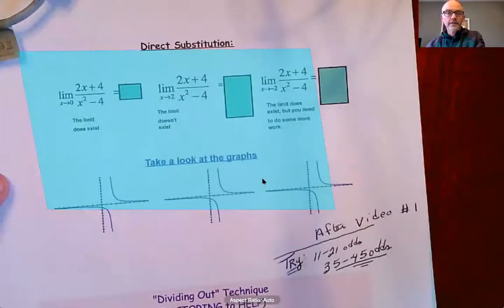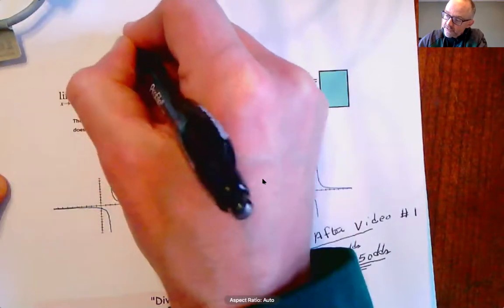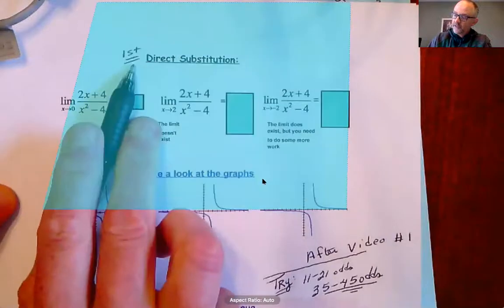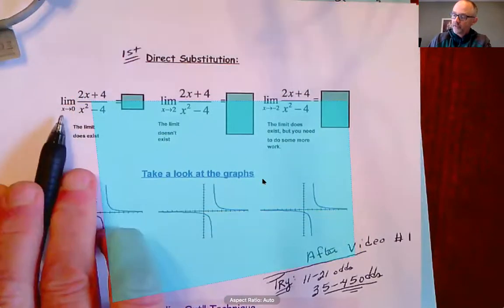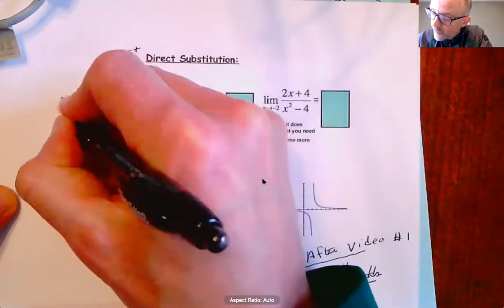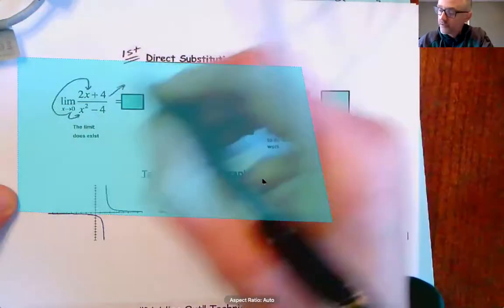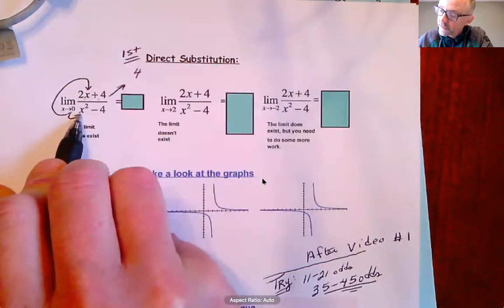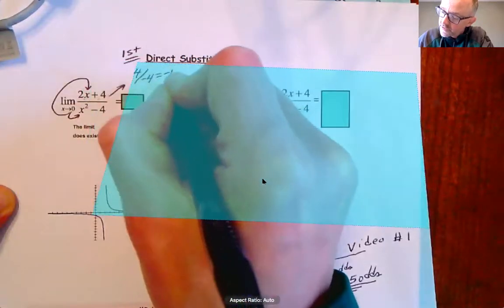All right. Direct substitution. This is, to me, the first thing you do all the time. So if I did this right away, the limit of (2x plus 4) over (x squared minus 4) as x approaches 0: if I put 0 in, I'm going to end up with 2 times 0 plus 4, which is 4. And on the bottom, 0 squared minus 4 is negative 4. My answer is negative 1.